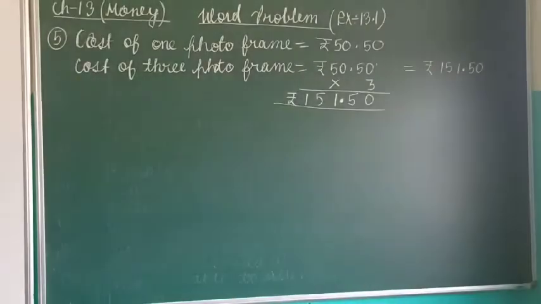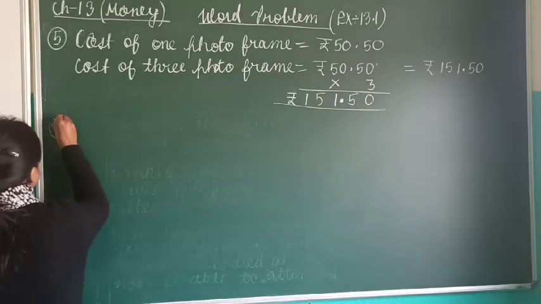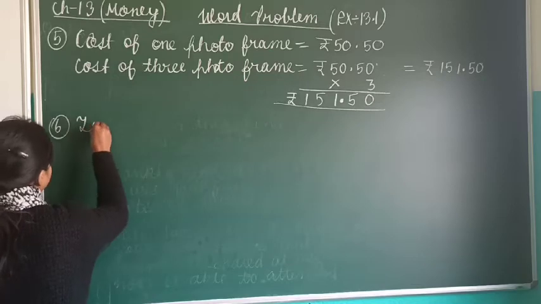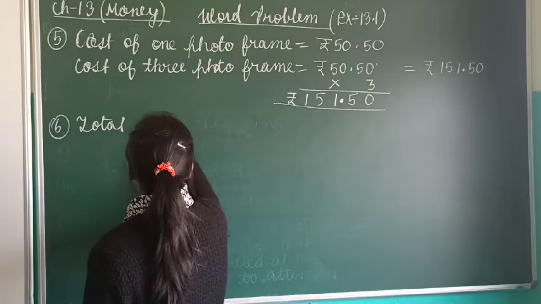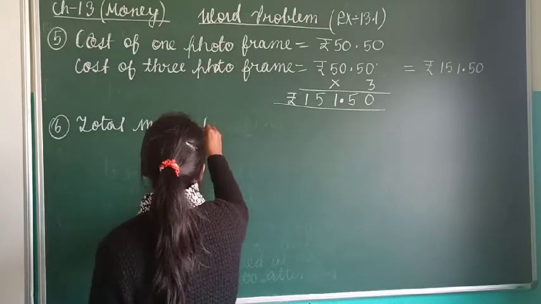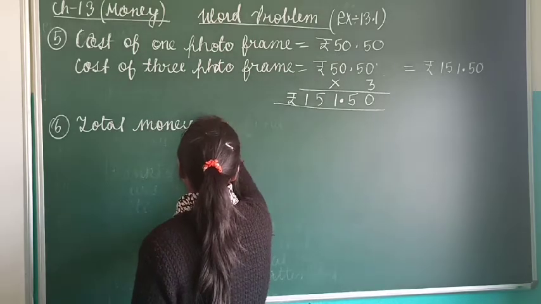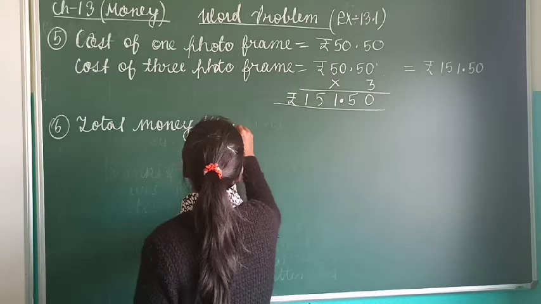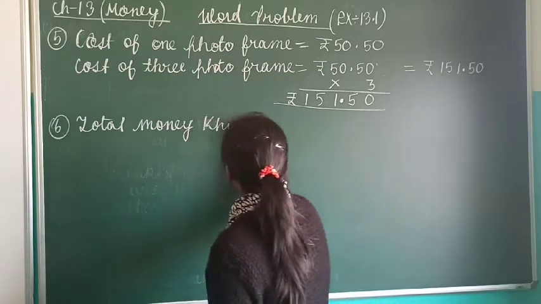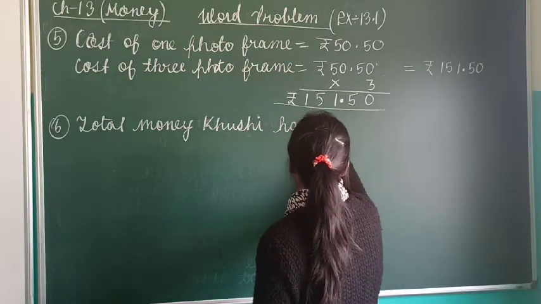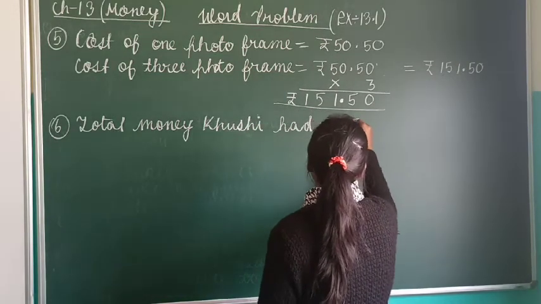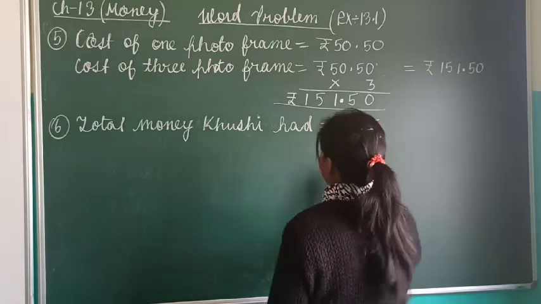Okay, so here first of all we have to write like this. See, total money Khushi had is equal to rupees 525. Okay.